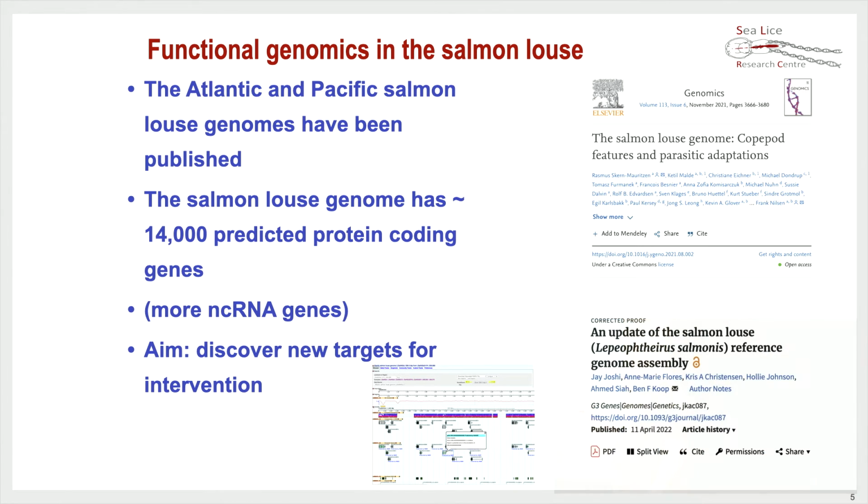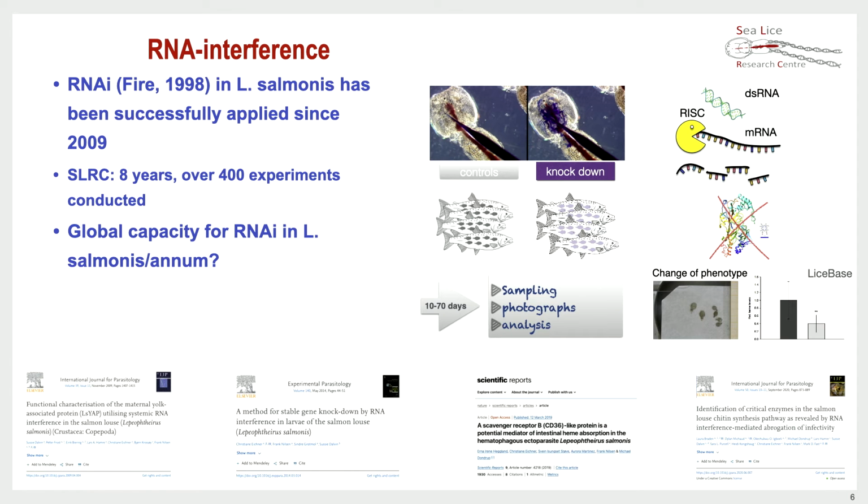In the salmon louse, well, I talked about the genome. Now the only thing you need to know is the 14,000 genes, right? And they have been published, and even more non-coding genes. So what we can do, and what we've seen a lot of results from already, is gene knockdown by RNA interference, or RNA-mediated knockdown. So this was published by Fire already in 1998. They did it on C. elegans. And it has been successfully applied on the salmon louse since 2009.